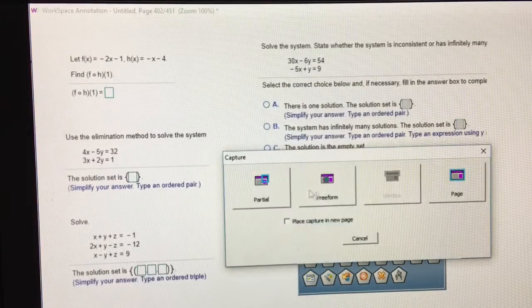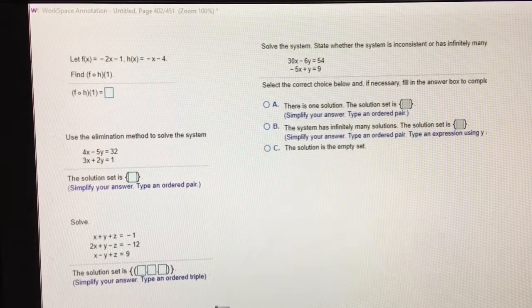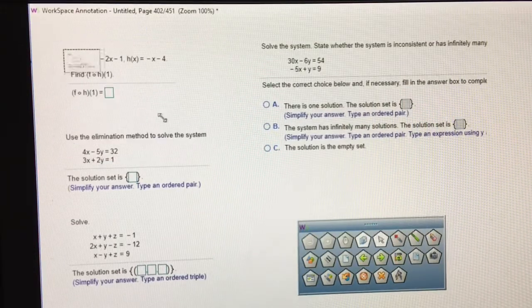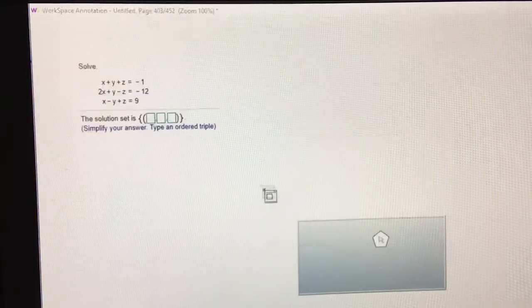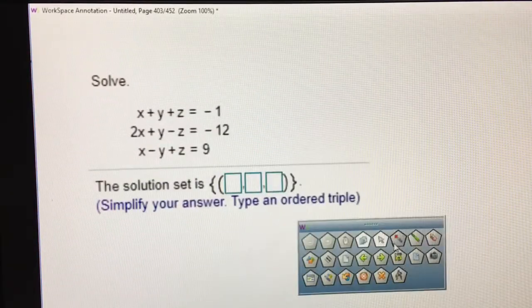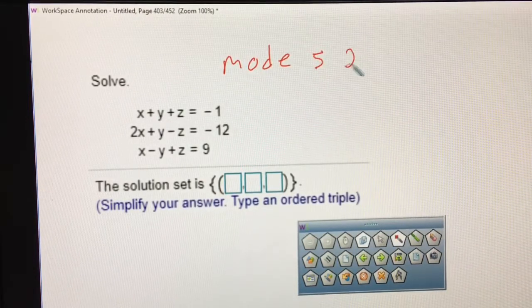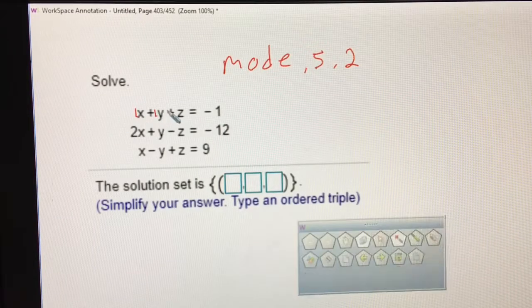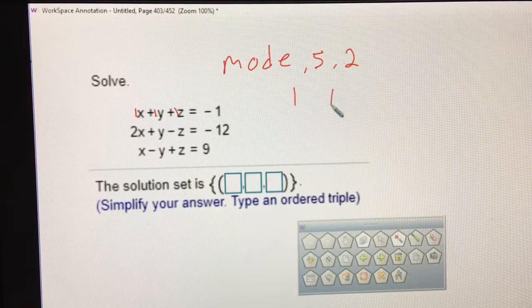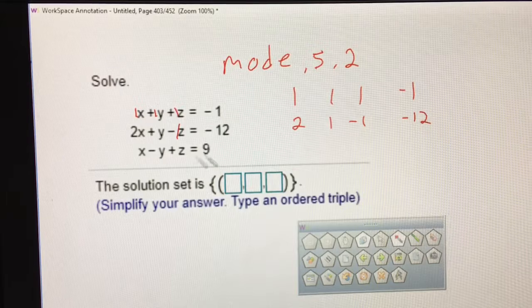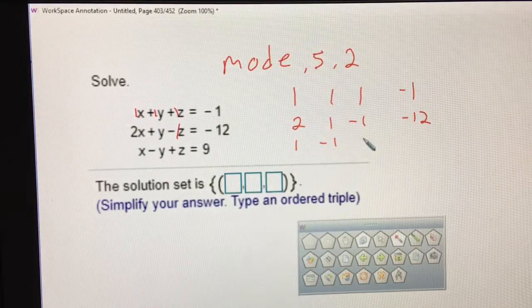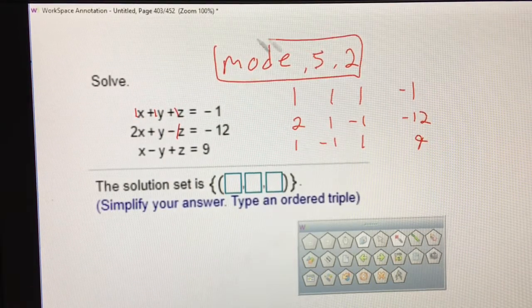The next one is a really large one, and that's an ordered triple. For this really large one, it would actually take us about 12 to 17 minutes to do by hand. But again, on the Casio, we can just use mode 5, 2, and we're just going to type in the coefficients. So the array of zeros would be filled with 1, 1, 1, negative 1, and then 2, 1, negative 1. See how there's a negative in front of that? And then negative 12, and then 1, negative 1, 1, 1, negative 1, 1, 9.